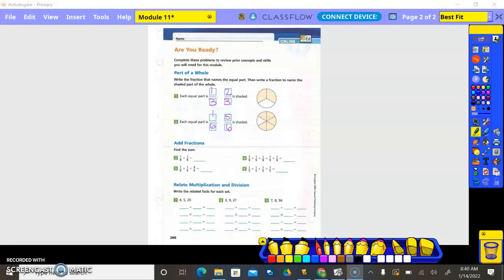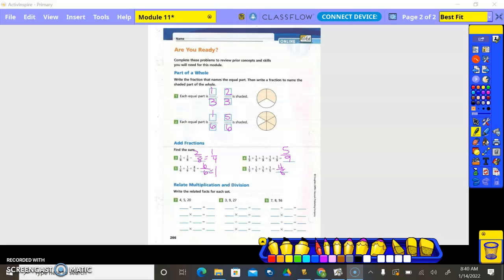Okay, so find the sum. So 1/8 plus 1/8 is 2/8. And then what's the simplest form? 1/4. 1/9 plus 1/9 plus 1/9 plus 1/9 plus 1/9 is 5/9 because you add the numerator. Do you add the denominator? No, it stays the same. Can we simplify that? No. 1/6 plus 1/6 plus 4/6 is 6/6, which also equals 1. 1/5 plus 1/5 plus 1/5 plus 1/5 is 4/5. Can I simplify? No.